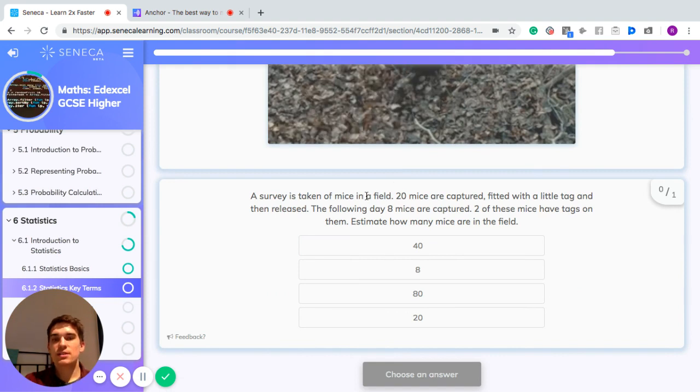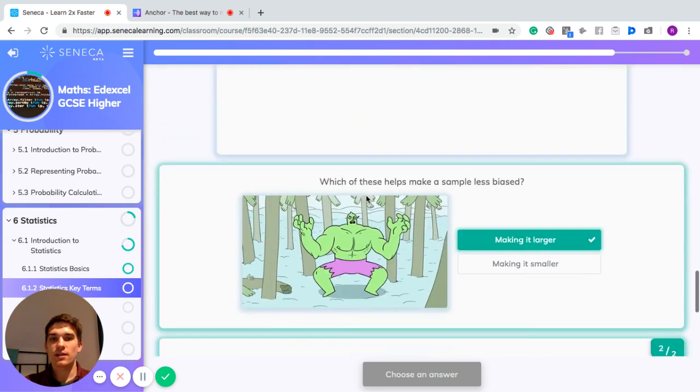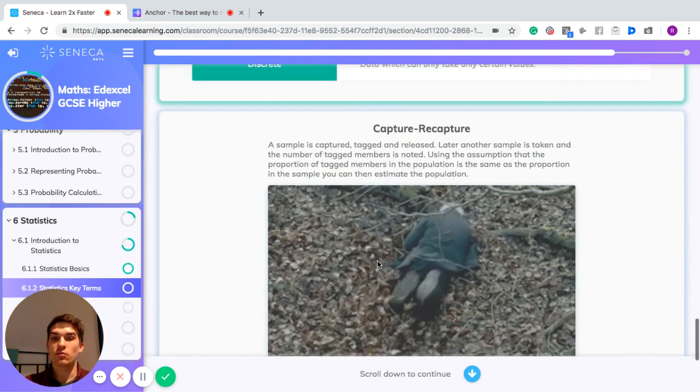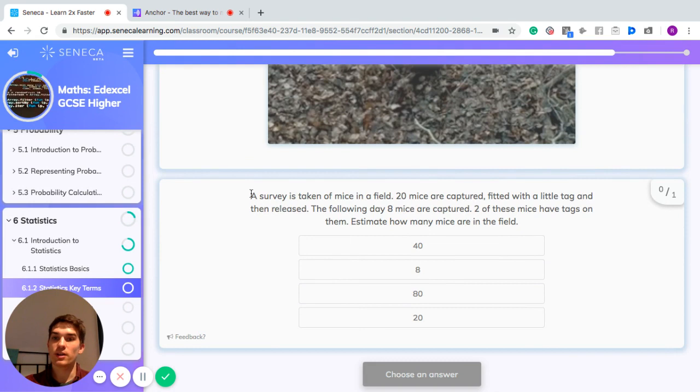Another question about surveying, the capture-recapture way to survey a population. So a survey of mice is taken in a field. This time 20 mice are captured, fitted with a tag and released. The following day, 8 mice are captured, and 2 of these have tags on them. How many mice can we estimate are in the field?